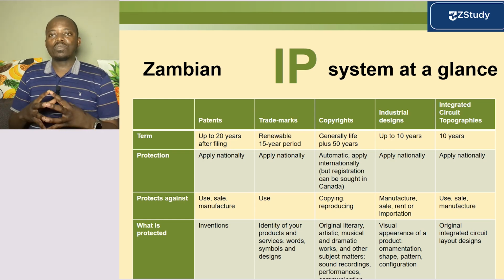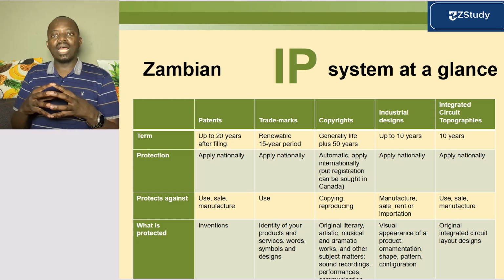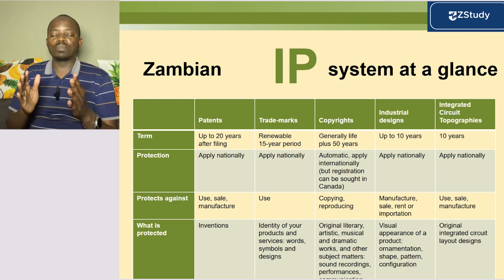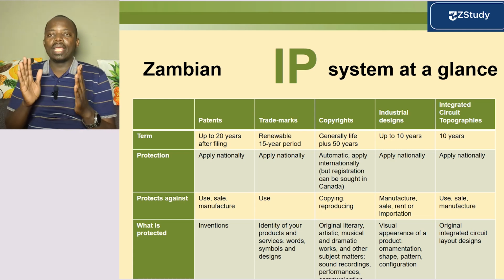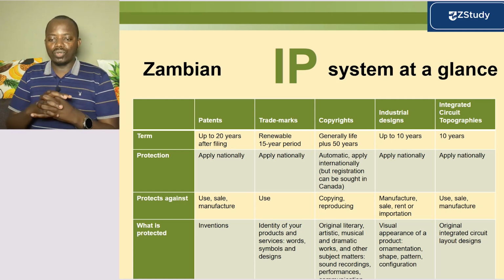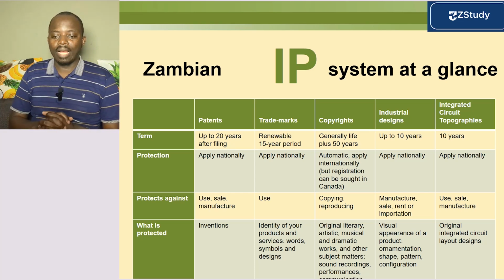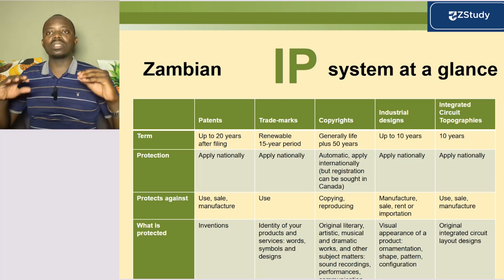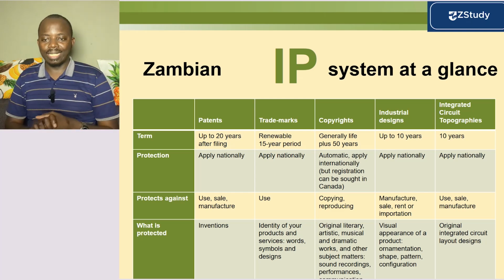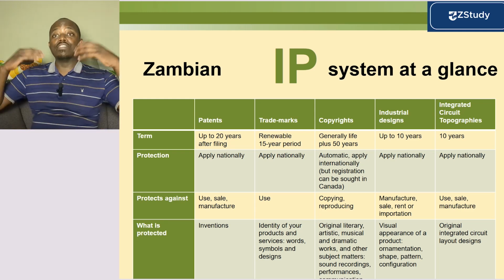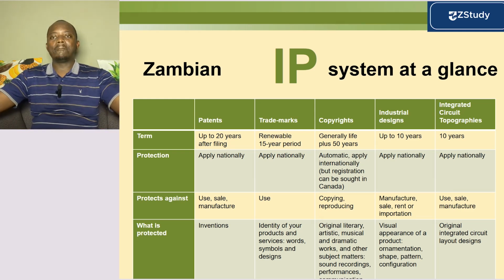Copyright protects originality. How original is something? It protects literary work, artistic work, musical work, drama, manuscripts, software code, algorithms, and many other things such as sound recordings, performances, and communication signals, to name a few. Those are protected under copyright. Then what is protected under industrial design? The visual appearance. How does something appeal to an individual?